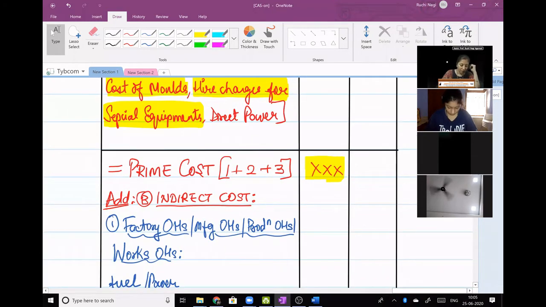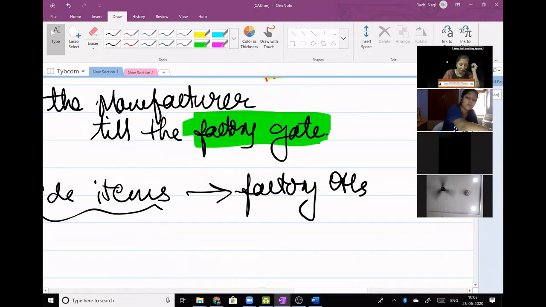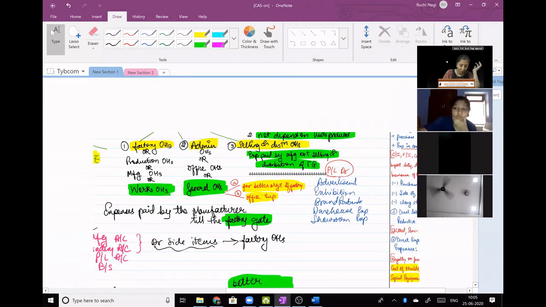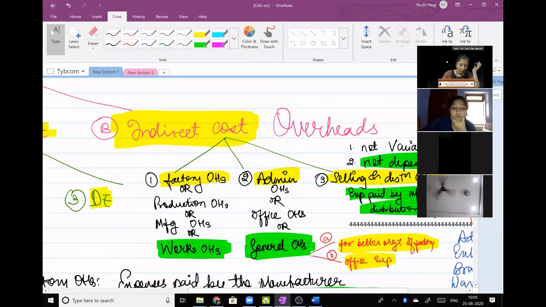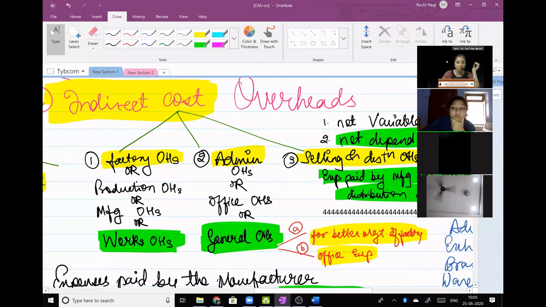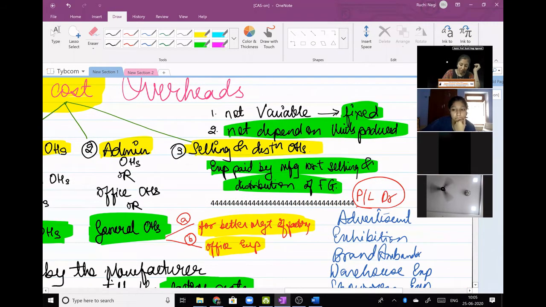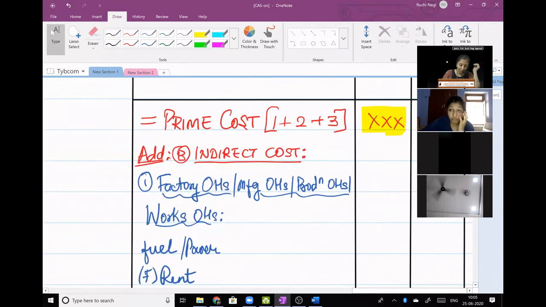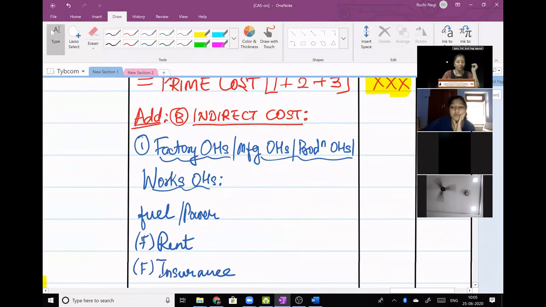So let us first see the equation which we had done in the last lecture. So this is an indirect cost. Indirect cost is divided into three elements: factory overheads, admin overheads, and selling and distribution overheads. So let us today first start with factory overheads. Write down: factory overheads.